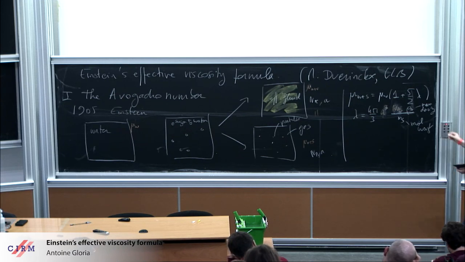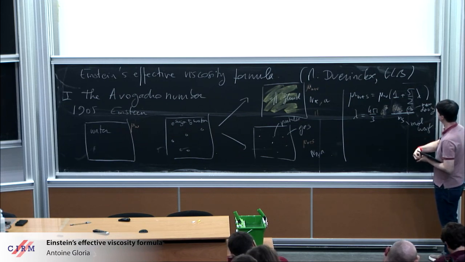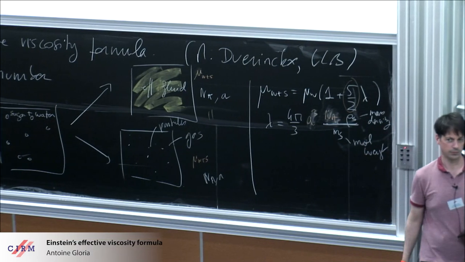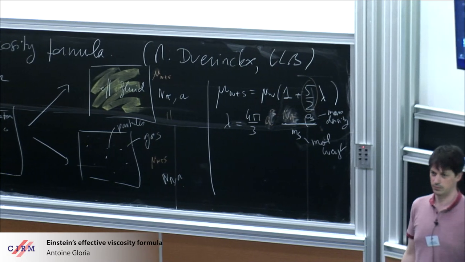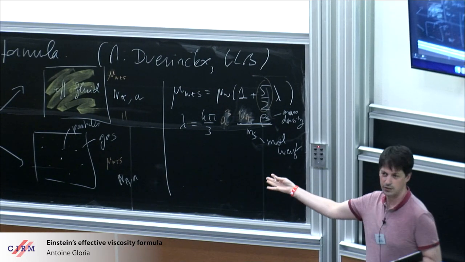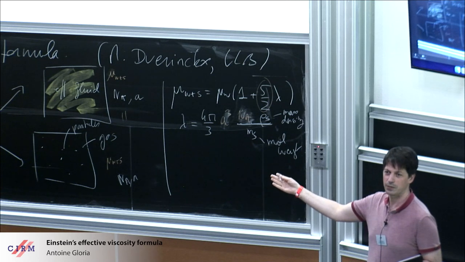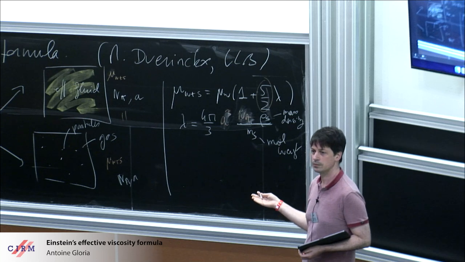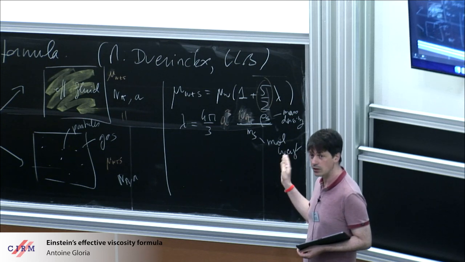And what's important is this factor, 5/2. So that's Einstein's factor. And that's universal, in the sense that, see, I didn't make any assumption. Or I claim I didn't make any assumptions on how my particles were in the fluid. Right?